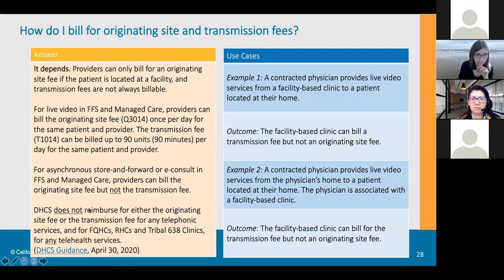DHCS does not reimburse for any telephonic services for originating site or transmission fees for FQs in other locations. Example 2. Live video service from the physician's home to a patient located at home. Yeah, cannot bill the originating site fee. It's a pity. Now, we'll get to Medicare later. You can bill an originating site fee for Medicare. Next slide.